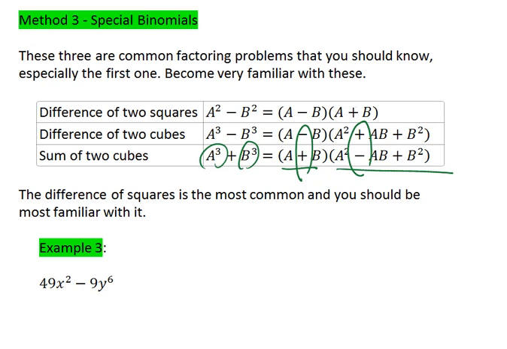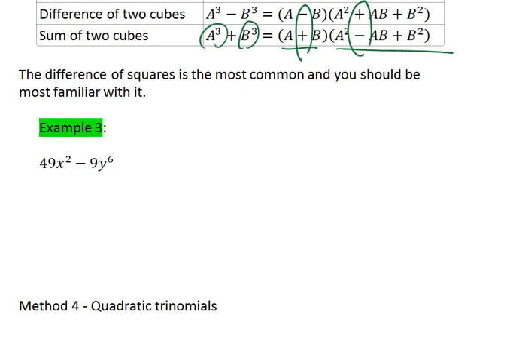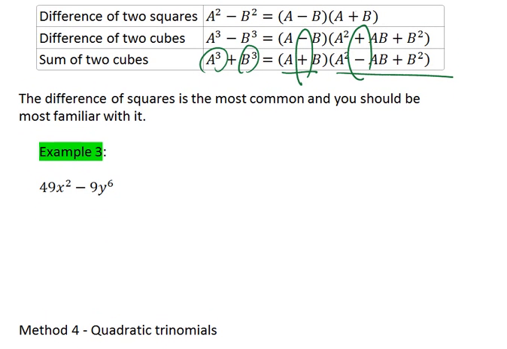Even though all three are important to know, important to recognize, the most common and the most important, especially for this class, will be the difference of two squares. So let's look at an example. We have 49x squared minus 9y to the sixth. Go ahead, try this one on your own without me showing you how to do it. Stop the video, and when you're ready to see the solution, resume it.